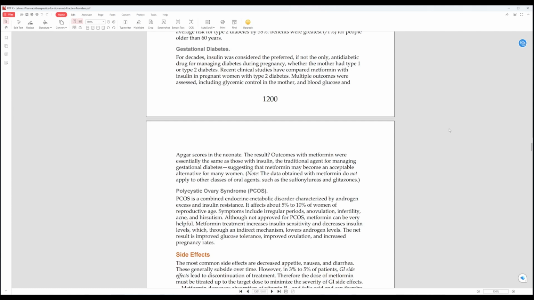Multiple outcomes were assessed, including glycemic control in the mother, blood glucose, and APGAR scores of the neonate. The result: outcomes with metformin were essentially the same as those with insulin, the traditional agent for managing gestational diabetes, suggesting that metformin may become an acceptable alternative for many women. Do note, though, that the data obtained with metformin do not apply to other classes of oral agents.